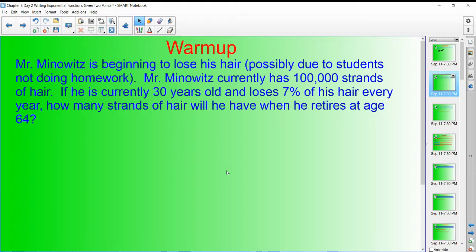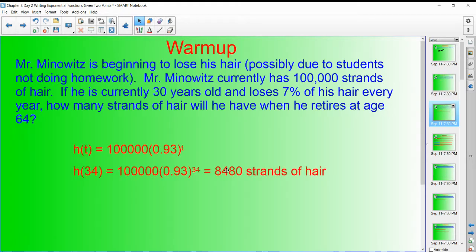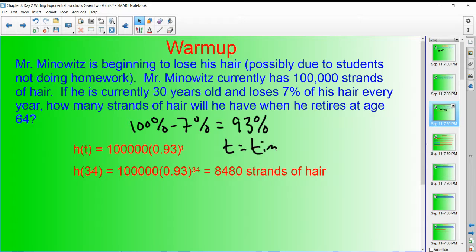Okay, so hopefully you thought this problem wasn't too bad. You got some parts. Maybe you missed a part. That's okay too. So in this case, I used H, so hair is a function of time. I start with 100,000 strands of hair and I lose 7%. So I start with 100% and I lose 7%, and I get 93%, which I can convert to a decimal. And then t, I would say time after age 30. Okay, it's really time in years.